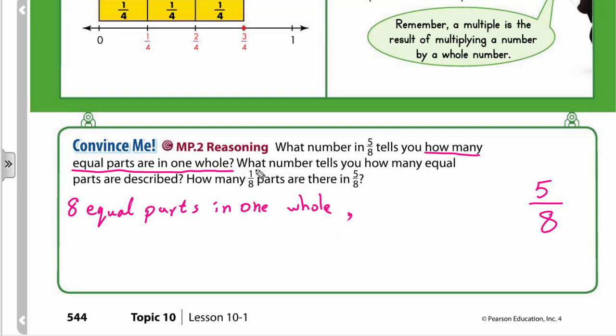Read. What number tells you how many quarter parts are described? Of course, if the 8 gives us how many parts in the whole, so the 5 gives us how many parts are described. So, which number tells how many equal parts are described? Oh, 8 is the whole. 5 parts are described.